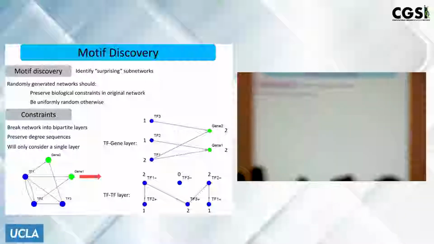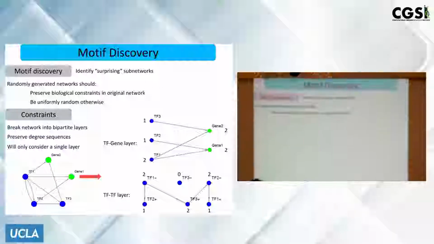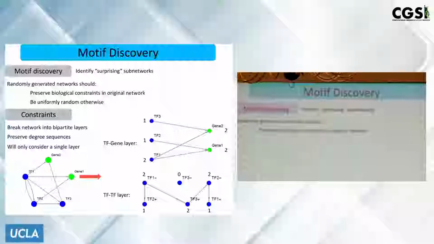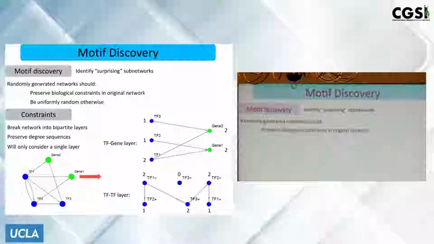Well, first question you might ask is, how do you generate these random networks? Well, you can't just do completely arbitrary random networks. It has to preserve some sort of biological realism. Somehow it has to be rooted in the original network that you started out with. If you preserve that biological realism, then after that point, it should be uniformly random otherwise. So what sort of biologically realistic properties are we attempting to preserve?